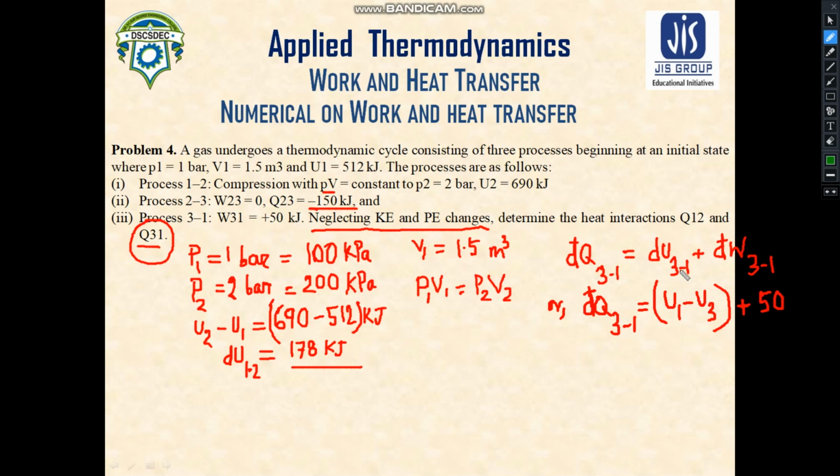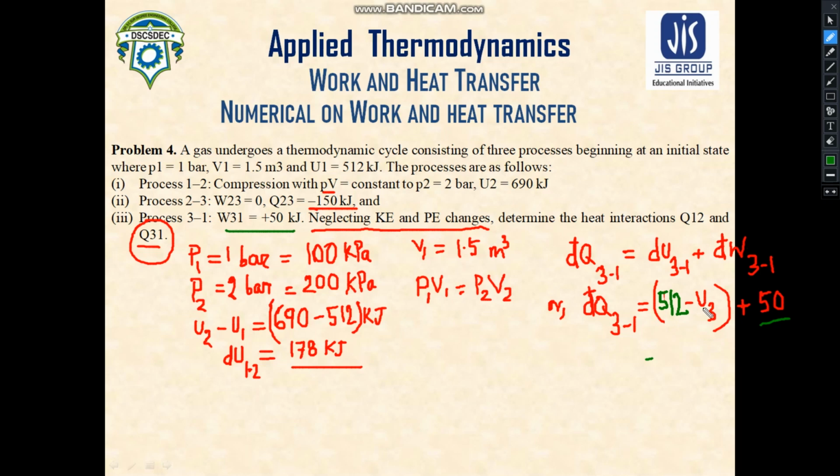Now the change of internal energy can be written like this. The internal energy at the final state, which is state 1, and we are talking about the initial state as state 3. So U1 minus U3 plus dW31. It is already given in the problem that W31 is equal to 50 kilojoules, so I have written that. Also U1 is given as 512 kilojoules, so I can write 512 here.